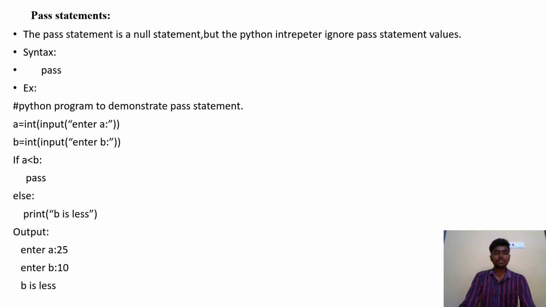While coming to the execution, I'm entering a value as 25 and b value as 10, and it comes to the if condition, a is less than b, false. So it passes the block and comes to the else block and prints b is less, and "b is less" is printed.